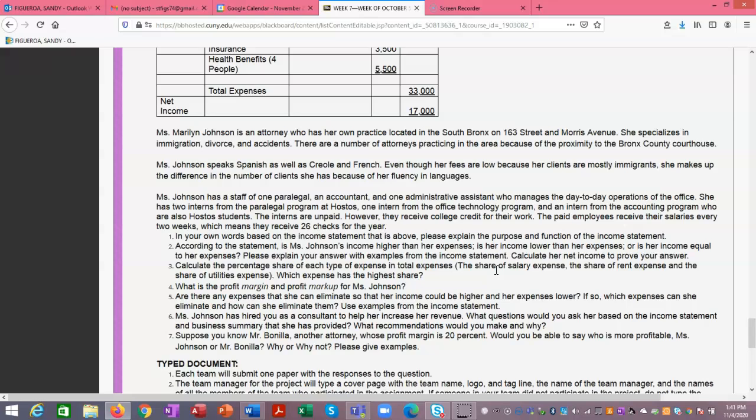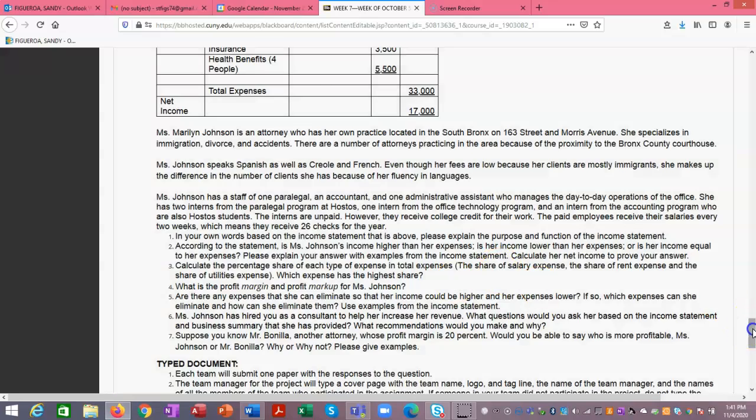Ms. Johnson has hired you as a consultant to help her increase her revenue. What questions would you ask her based on the income statement and business summary that she has provided? What recommendations would you make and why? What is your company recommending? Suppose you know Mr. Bonilla, another attorney whose profit margin is 20%. Would you be able to say who is more profitable, Ms. Johnson or Mr. Bonilla? Why or why not? Please give examples from the income statement.